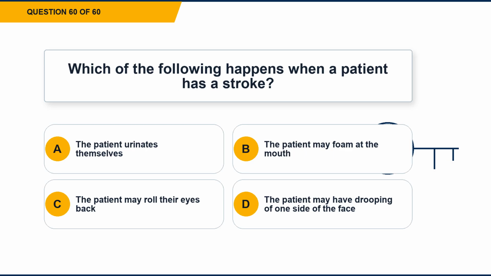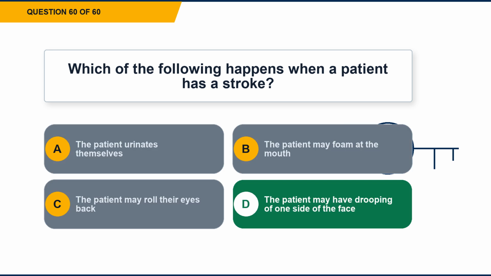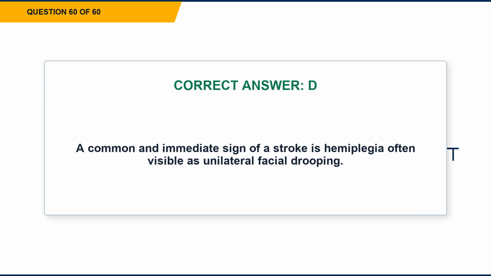Question 60. Which of the following happens when a patient has a stroke? Option A, the patient urinates themselves. Option B, the patient may foam at the mouth. Option C, the patient may roll their eyes back. Option D, the patient may have drooping of one side of the face. The correct answer is option D, the patient may have drooping of one side of the face. Explanation: a common and immediate sign of a stroke is hemiplegia, often visible as unilateral facial drooping.